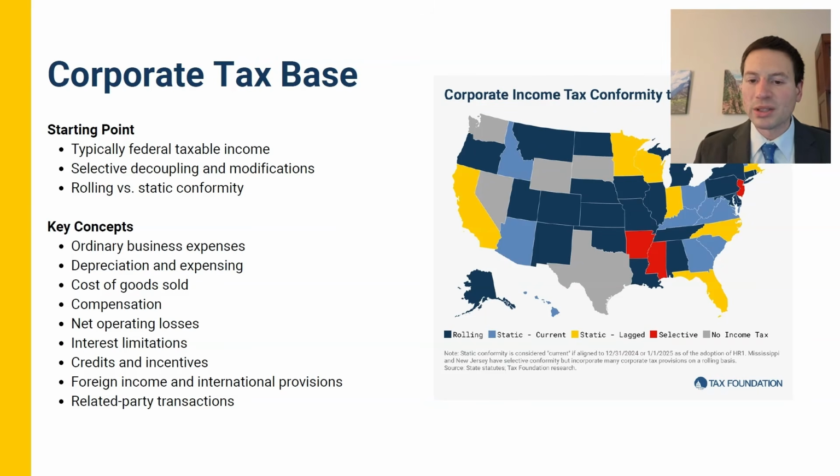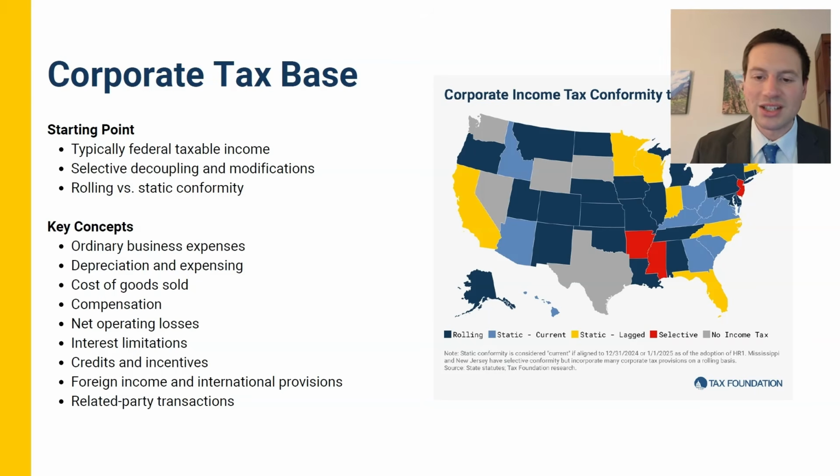Corporate tax bases also have to deal with deductions for interest. And the federal government and most states have some limitations on how deductible interest is, though you always have some deduction for interest. And then there's further adjustments, and we'll talk about some of these later, but you have adjustments for credits and incentives.